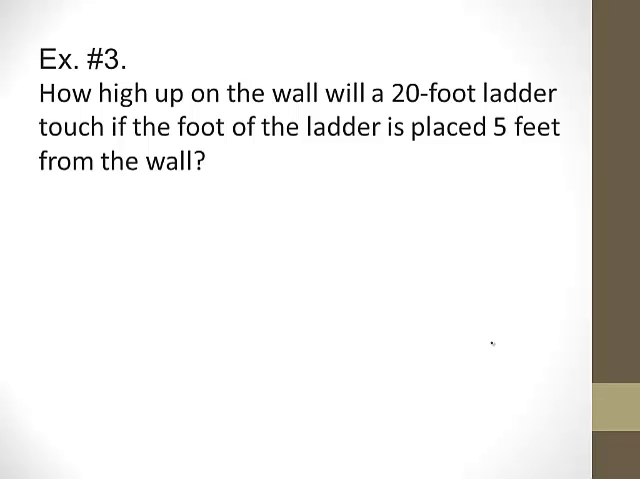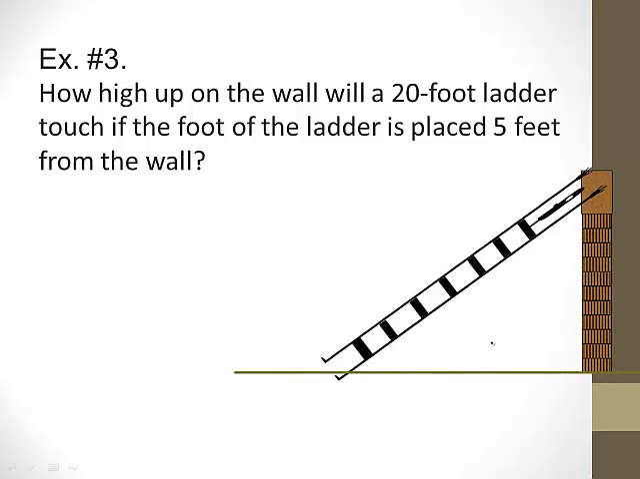Okay, so we have example 3. How high up on the wall will a 20-foot ladder touch if the foot of the ladder is placed 5 feet from the wall? So I have a diagram here. It represents the wall and the ladder that's placed. It's a 20-foot ladder, so we know it's a 20-foot ladder. We also know it's 5 feet from the wall, so we mark our lengths that we know. We do not know this guy, so we can call him either A or B. It really doesn't matter. Or X.